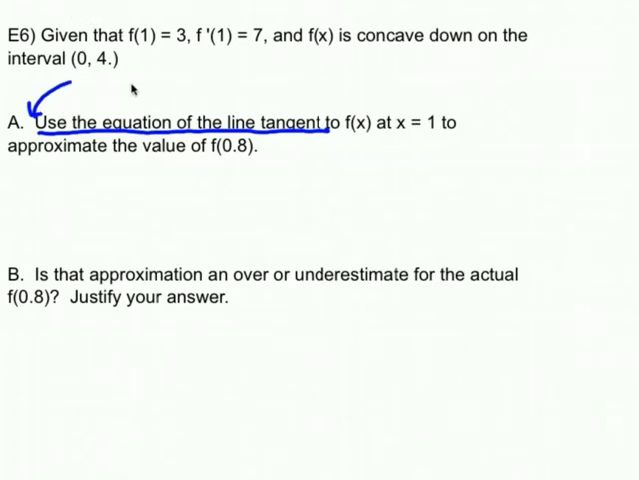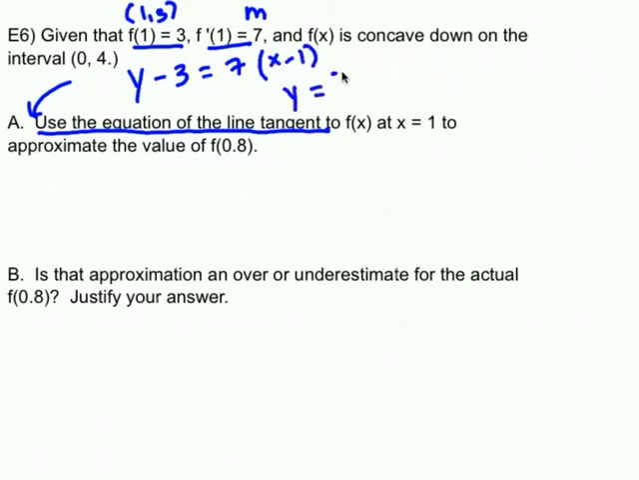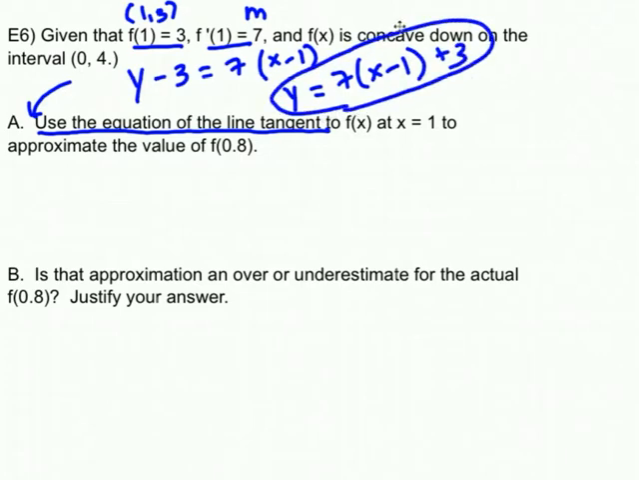So we know a point, we know a slope, right? So this is my slope, and my point is 1, 3. So my tangent line is going to be y minus the y value equals m, which is the 7, x minus the x value. I'm going to go ahead and add the 3 over to make my own life easier, right? So this is the tangent line that I'm asked to use but never asked to find.